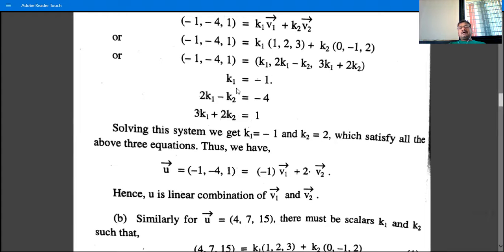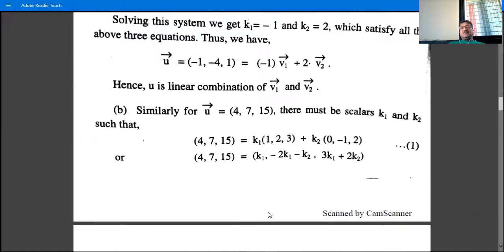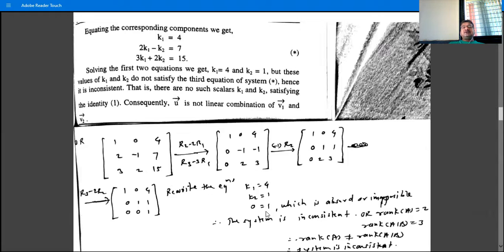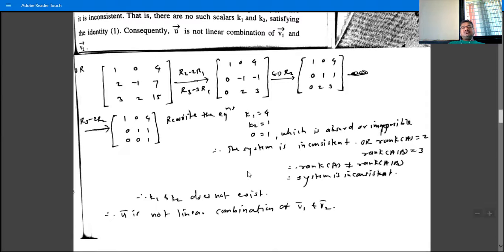So if the system has two equations, three equations, two unknowns, three unknowns, four unknowns, whatever the system may be, we have to use the Gauss elimination method to solve it. For any system, don't use any other method, just use the Gauss elimination method. So if the system is consistent, after rewriting the equations we have the solution.